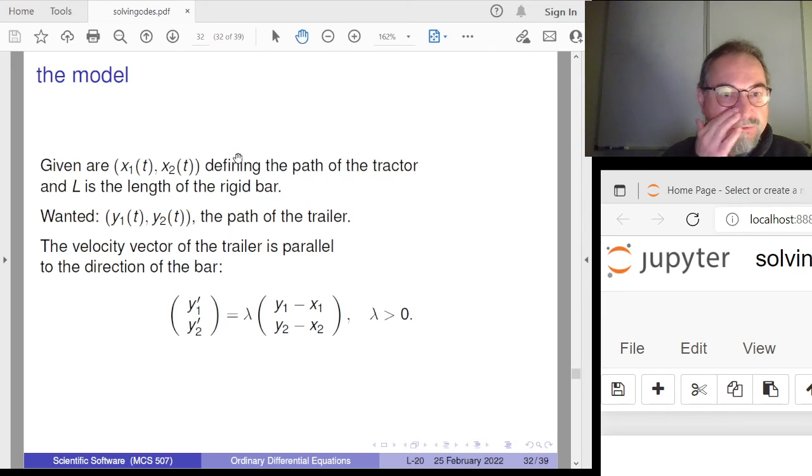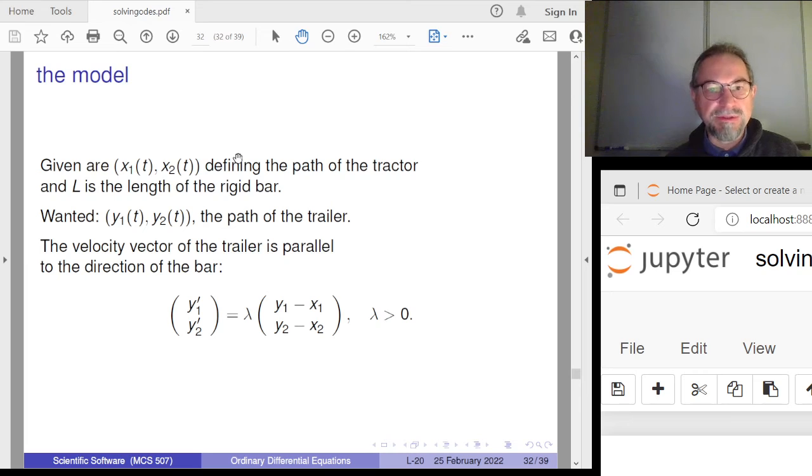All right, what's the model? The model is actually quite simple. It starts out with a first order system of differential equations. It essentially states that the velocity vector of the trailer, so again, there's an input and an output. The input is the trajectory of the tractor. That's known, that's given, that's the circle. What we want to compute is the path of the trailer.